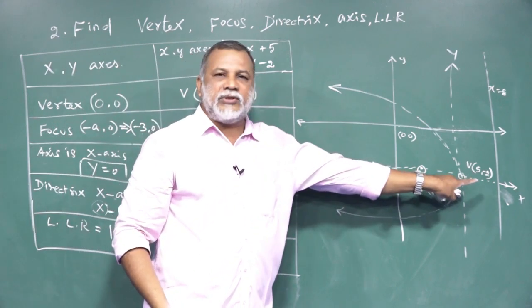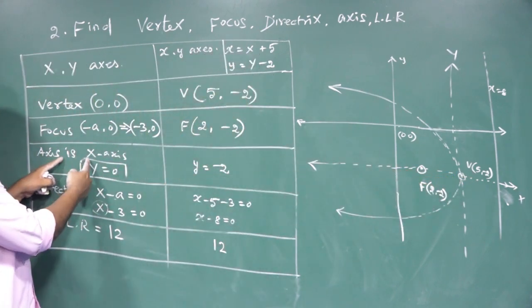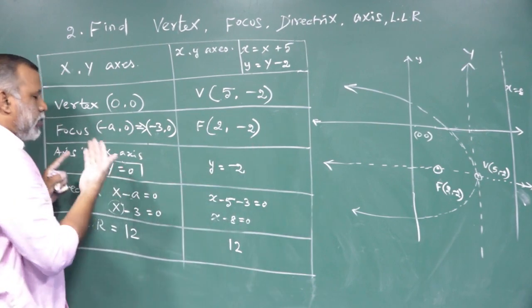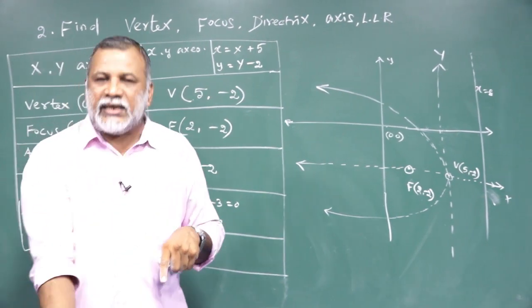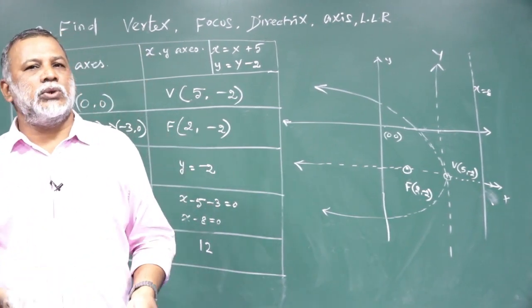So this is the axis of symmetry. See, already the x-axis I explained. The axis is the x-axis, its equation is y equal to 0. So everyone understand the concept, then apply, you are able to get it.